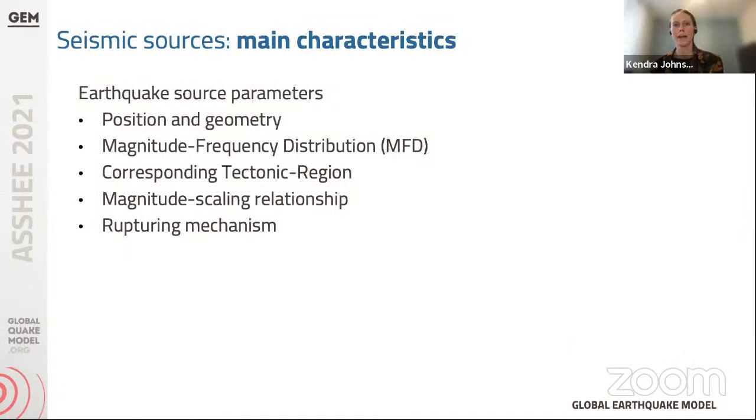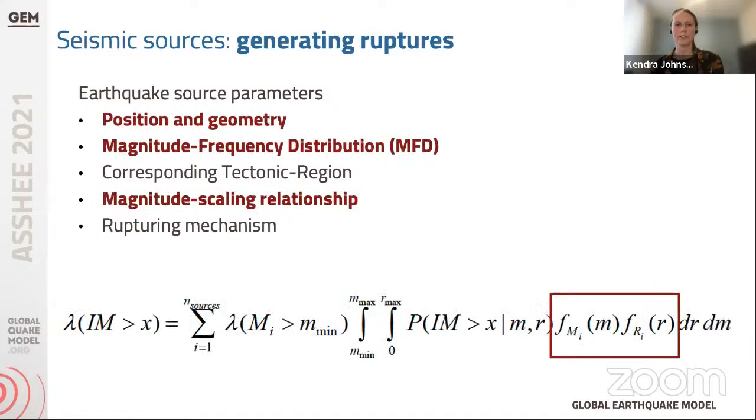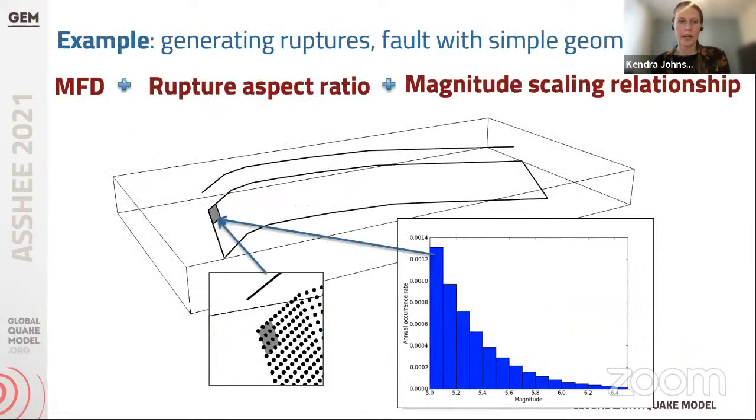So finally, we have all the main characteristics of the seismic sources. And we recall that the source itself is not enough to solve the hazard integral. We actually need to compute ruptures. The example I'm showing here demonstrates how we generate ruptures from a fault with simple geometry in the case of the OpenQuake engine. I will clarify that different calculation engines make different assumptions, but a lot of them can be somewhat similar to this one.